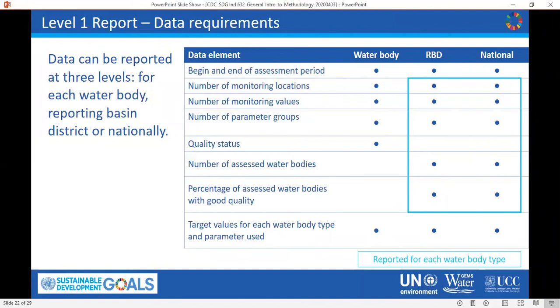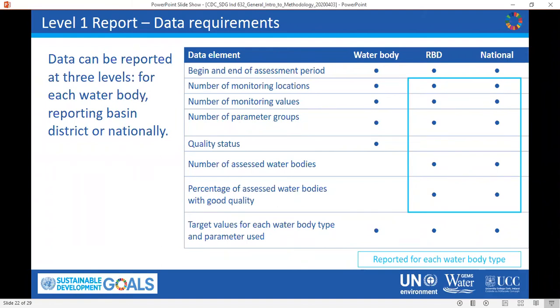If you report at the reporting basin district level or the national level, we would also ask you to provide the number of assessed water bodies, as well as the percentage of assessed water bodies with good quality, ultimately the actual water quality index. For all 3 reporting levels, we also ask you to provide additional information on the target values that you have used for each water body type and parameter to assess the quality status of the water body types.